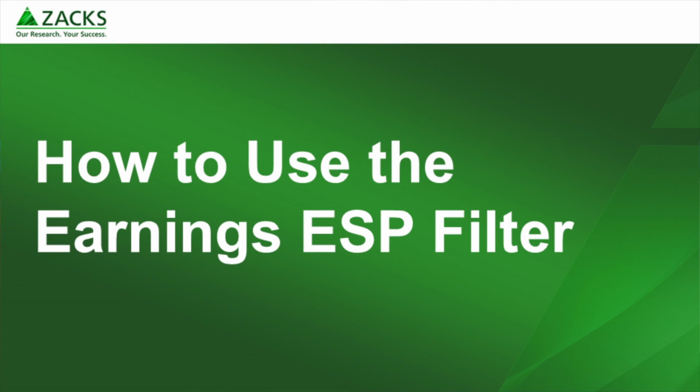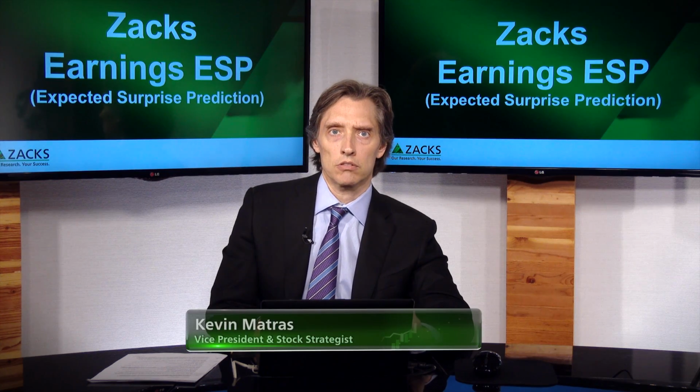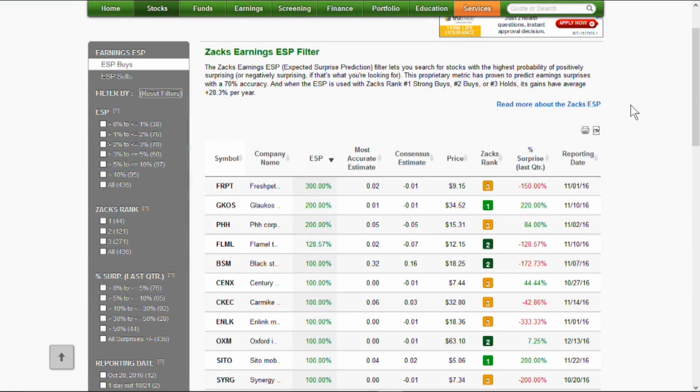How to use the Earnings ESP filter. The Earnings ESP filter lets you search for stocks with the highest probability of positively surprising or negatively surprising, if that's what you're looking for. So, here's the Earnings ESP filter page.